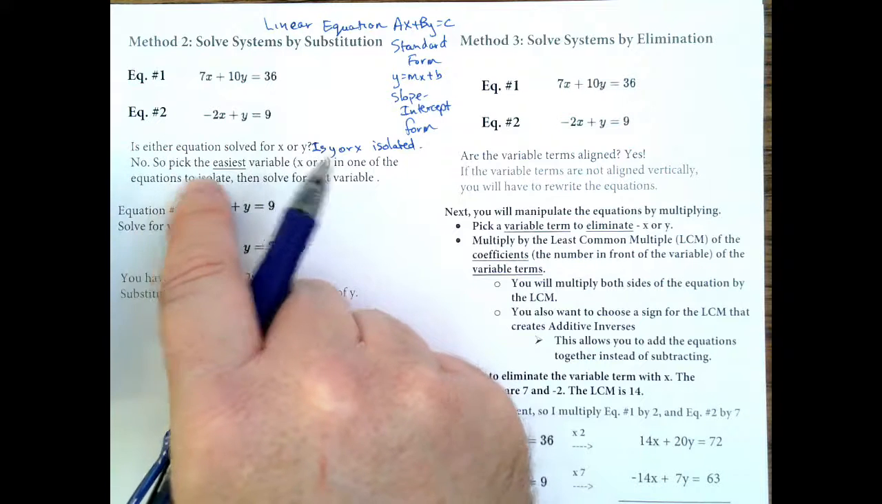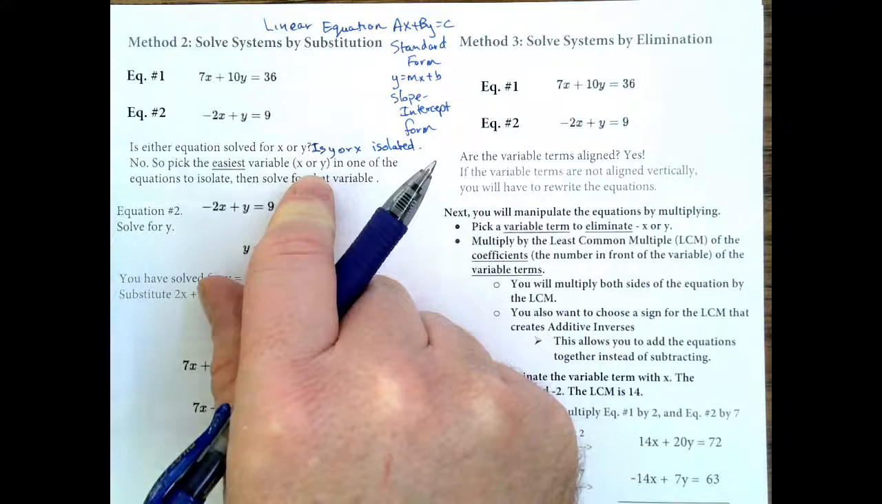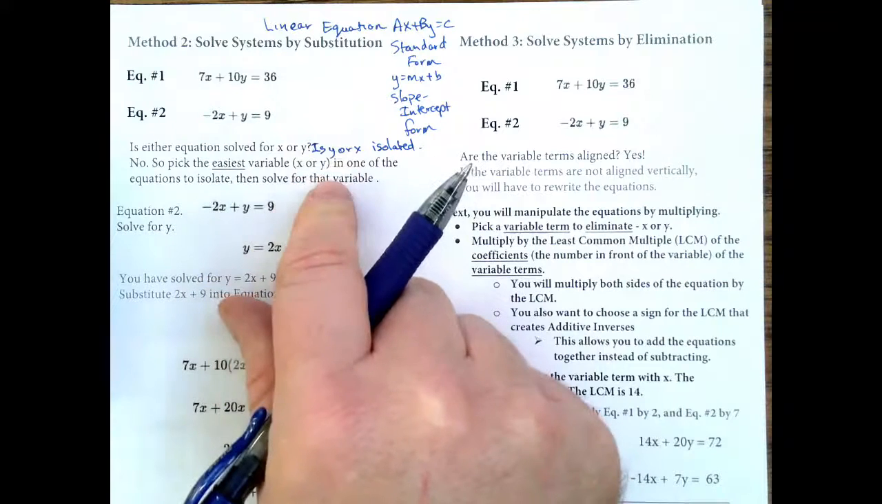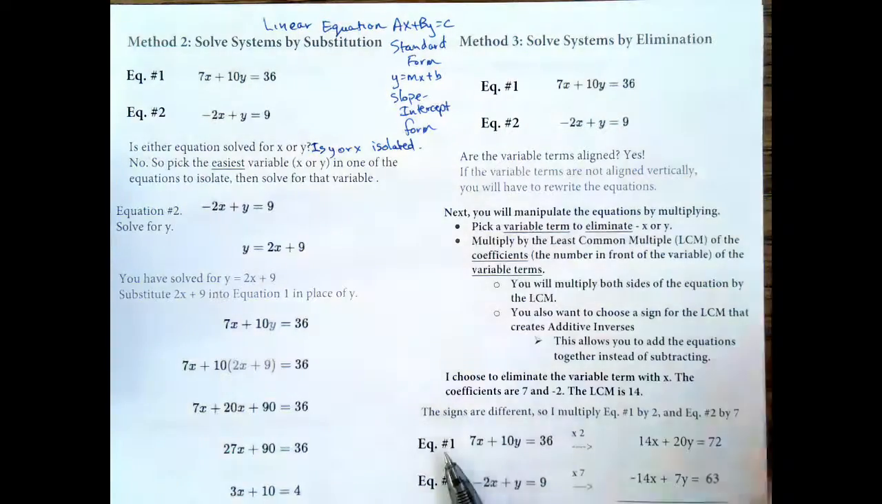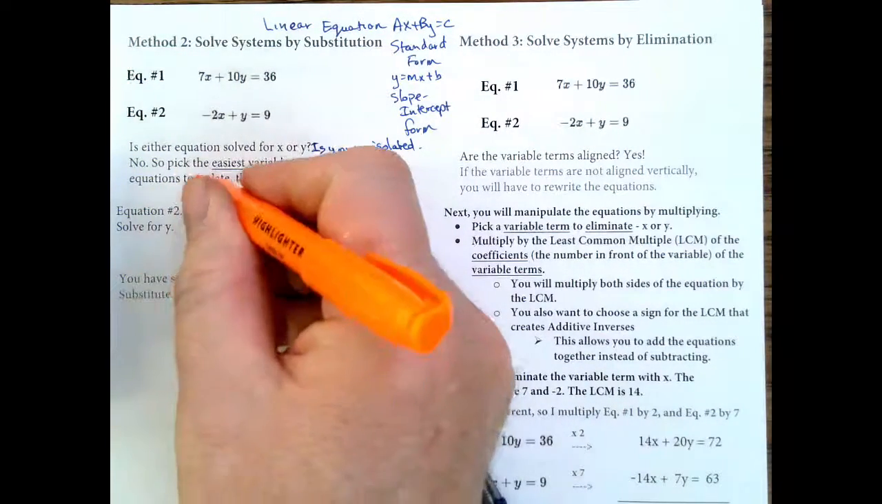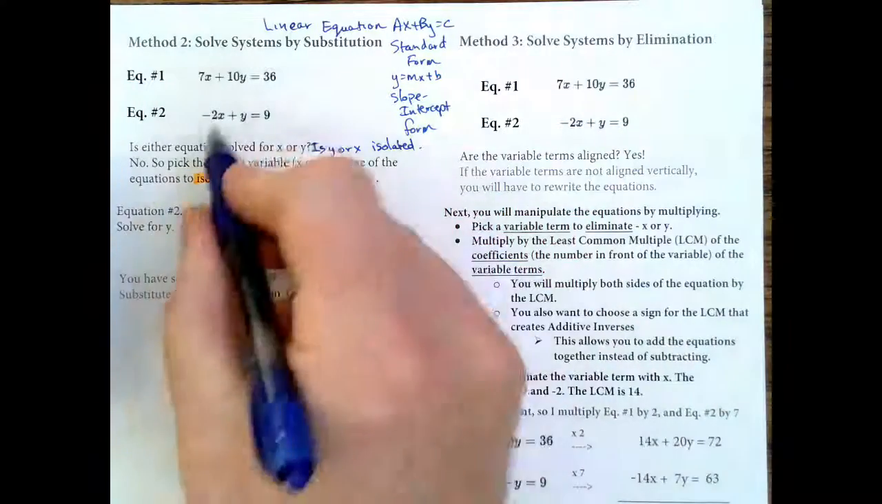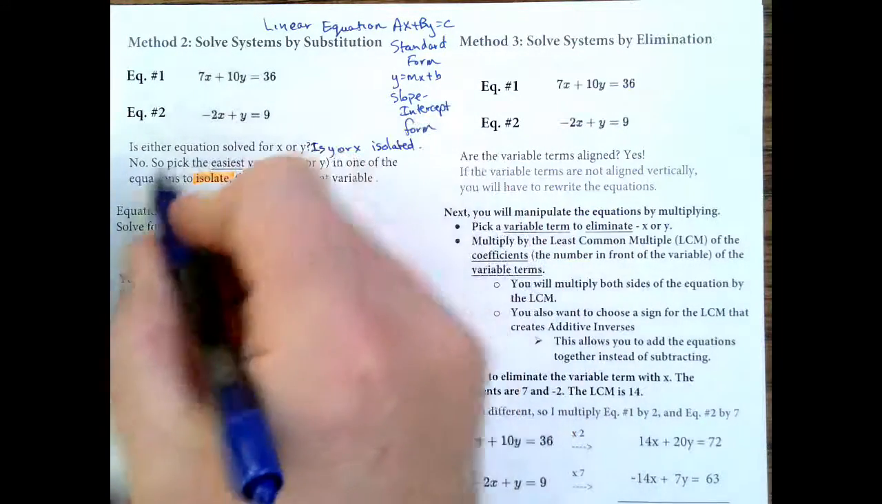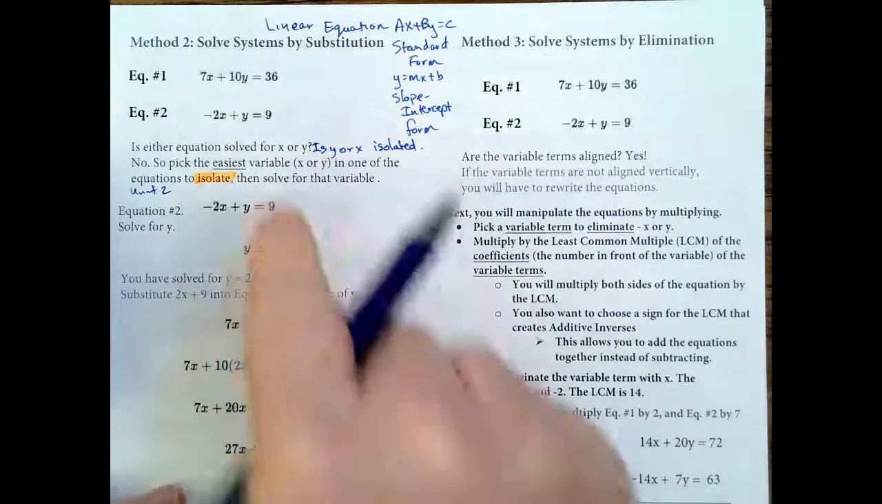So we're going to pick the easiest variable, x or y, in one of the equations to isolate. So we need to isolate. That's why in Unit 2 we spent so much time isolating. We had to use inverse operations and other things. So that's a Unit 2 review. I can solve this for y.